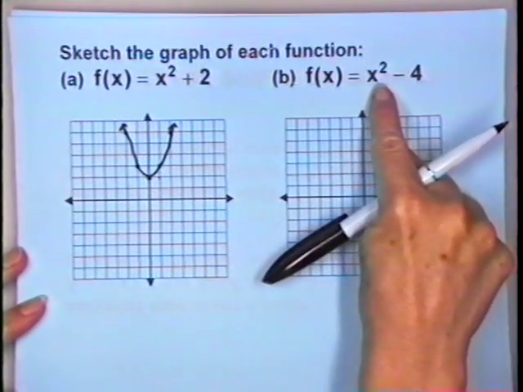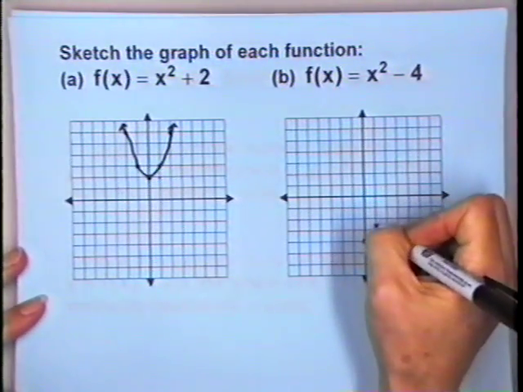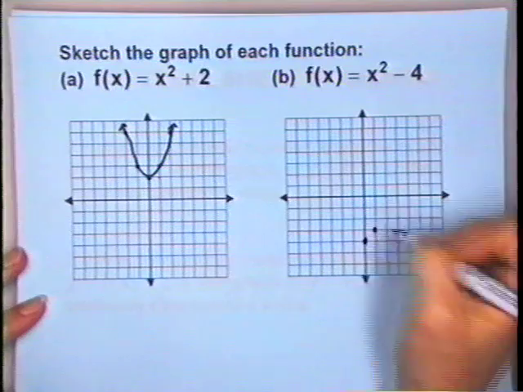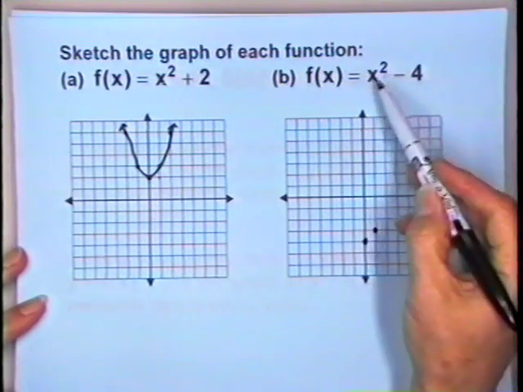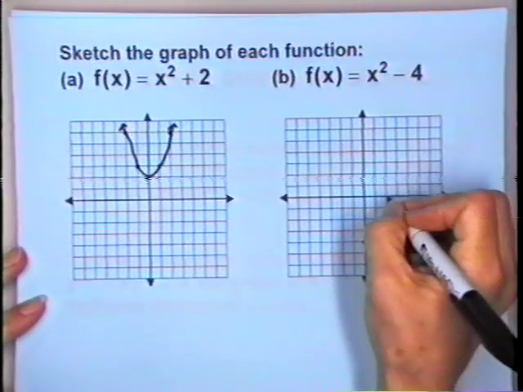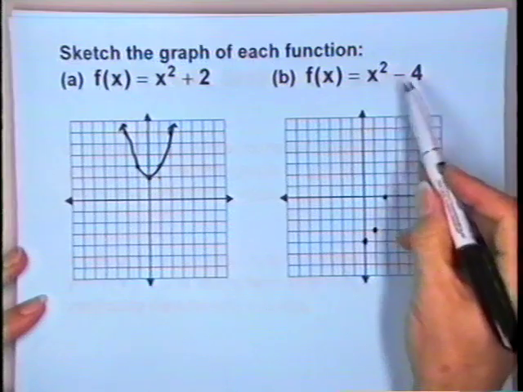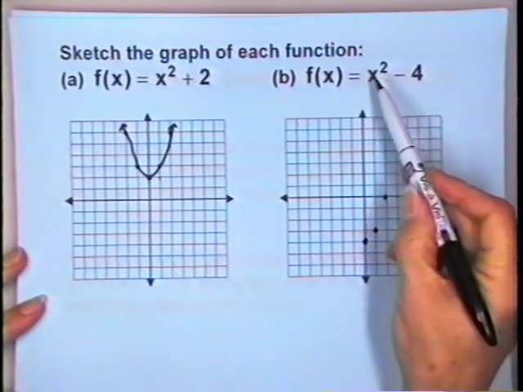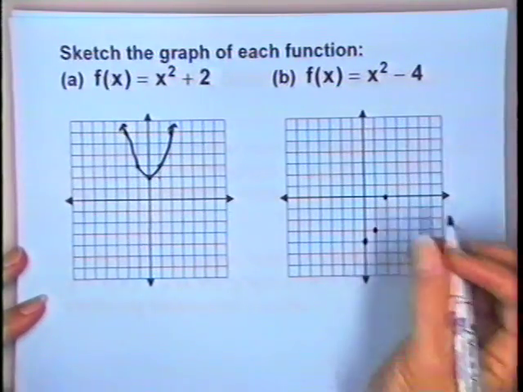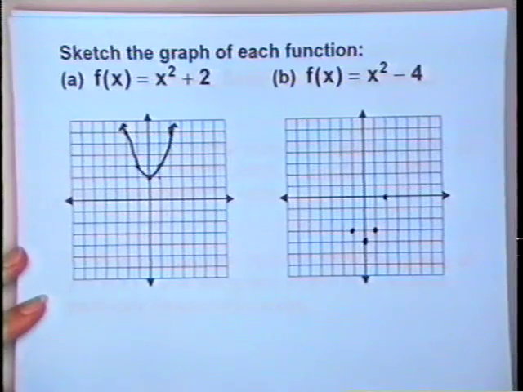Whenever x is 1, 1 squared is 1, 1 minus 4 is negative 3. So I will locate 1, negative 3. Notice when x is 2, 2 squared is 4, 4 subtract 4 is 0. So I have the point 2, 0. I could go on with other positive values, but let's get some negative numbers here. If x is negative 1, negative 1 squared is 1, 1 minus 4 is negative 3. So negative 1 gives us negative 3.